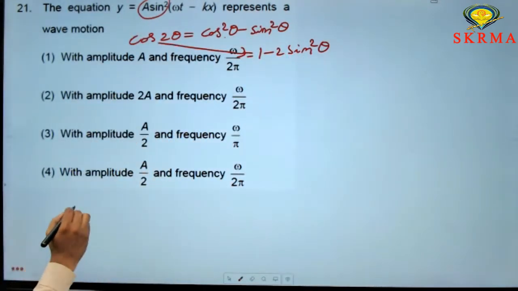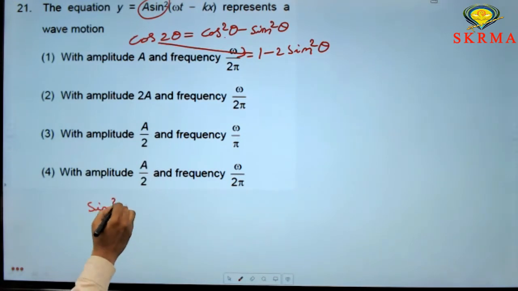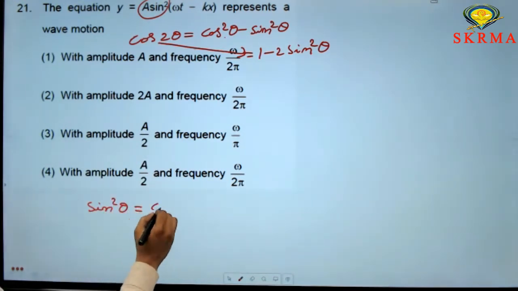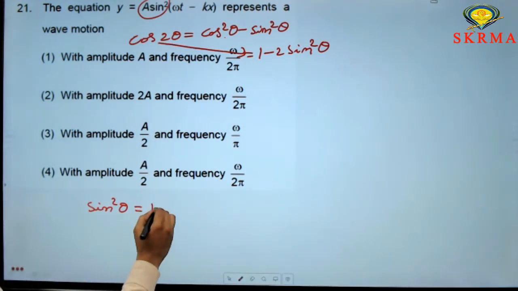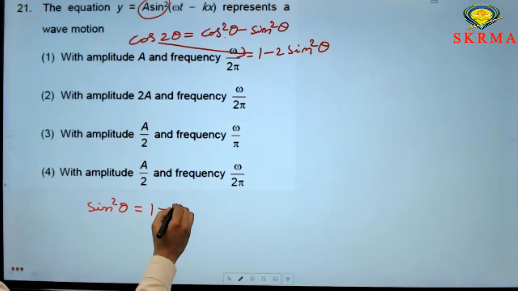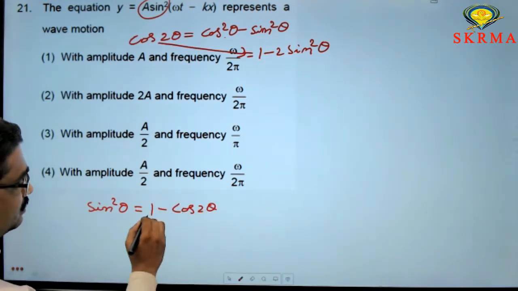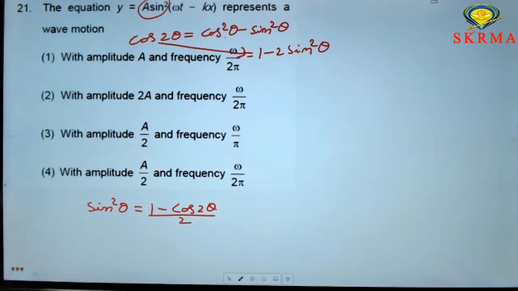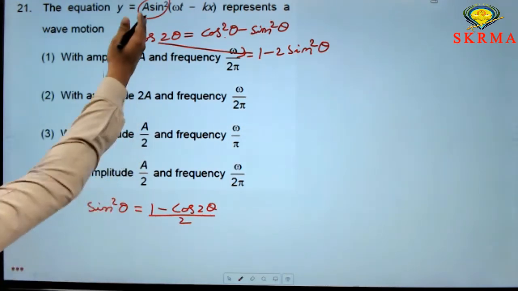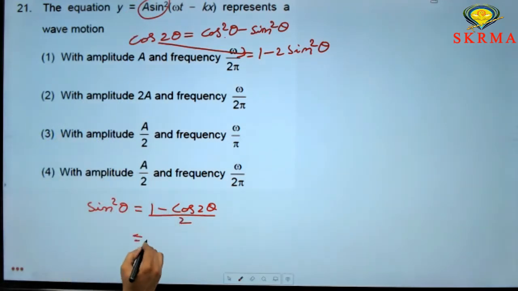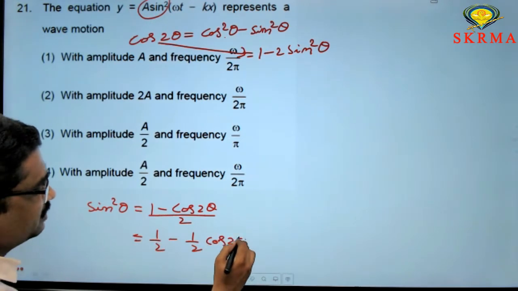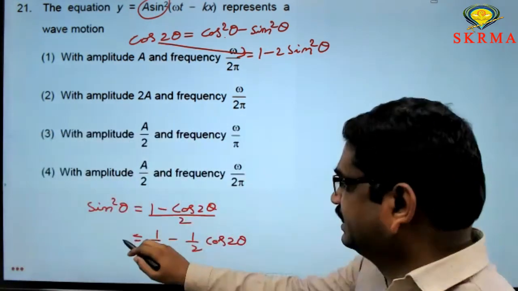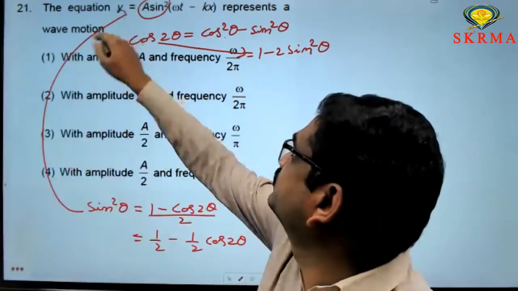Now from that, sin square theta equals 1 minus cos 2 theta, by 2. This is the formula for sin square theta. So rewrite this value like this, or 1 by 2 minus 1 by 2 cos 2 theta. Now apply this formula to the original equation.